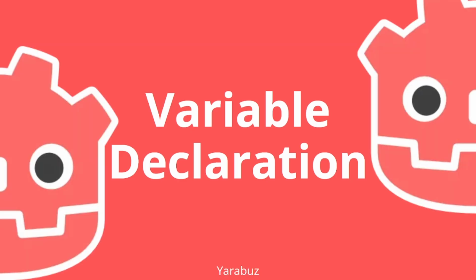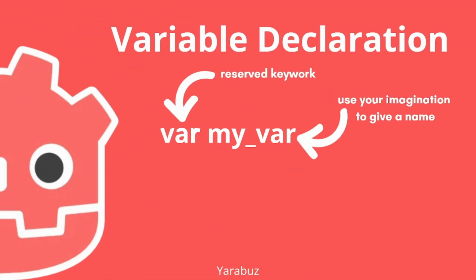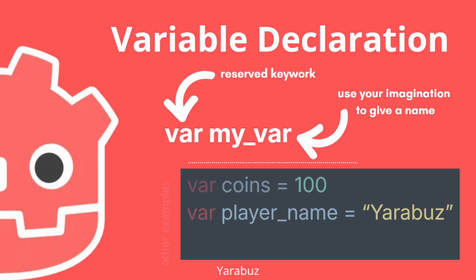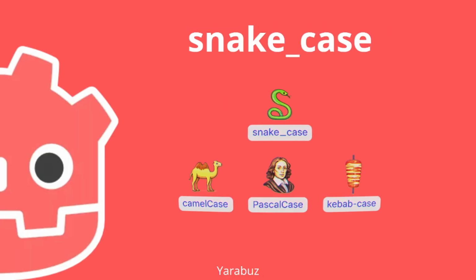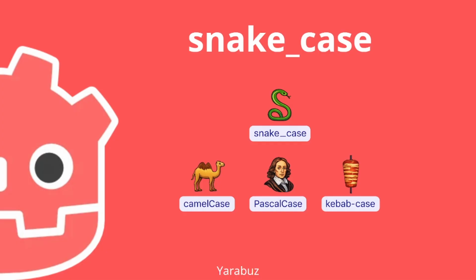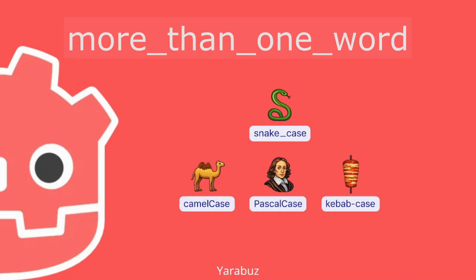In order to declare a variable, you should follow the next structure. The reserved keyword var plus the name of your variable. Let's look at a couple of examples here. Coins, player name, and is alive. The usual way to declare a variable with more than one word is by using snake case format. Snake case is a naming convention in which spaces between words are replaced with underscores, and all letters are typically written in lowercase.